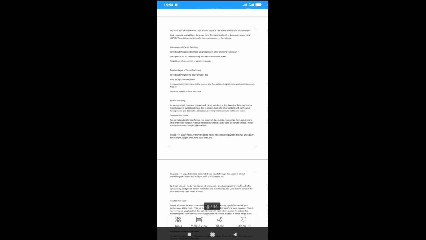Let's come back. As we discussed, the major problem with circuit switching is that it needs a dedicated line for transmission. In packet switching, data is broken down into smaller packets, with each packet having source and destination addresses, traveling from one router to the next.